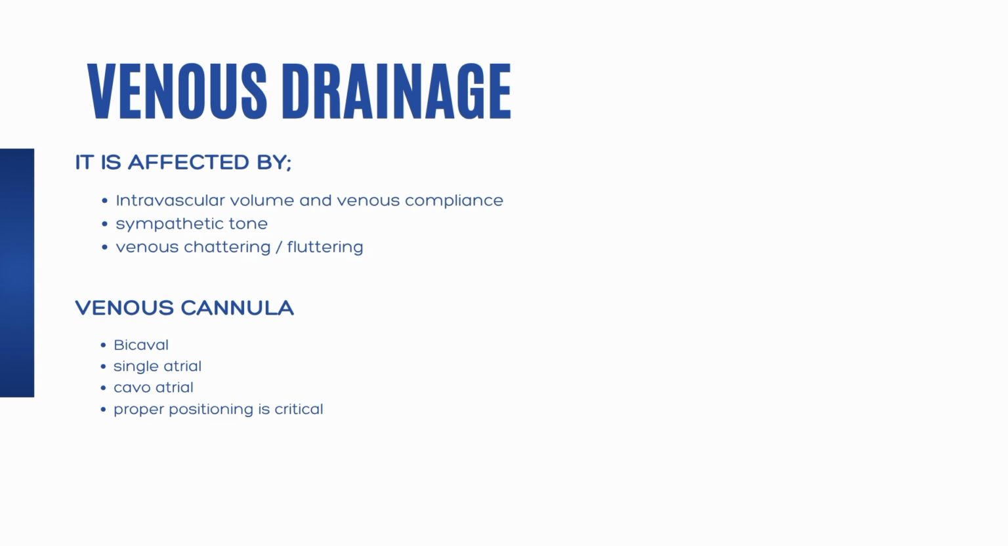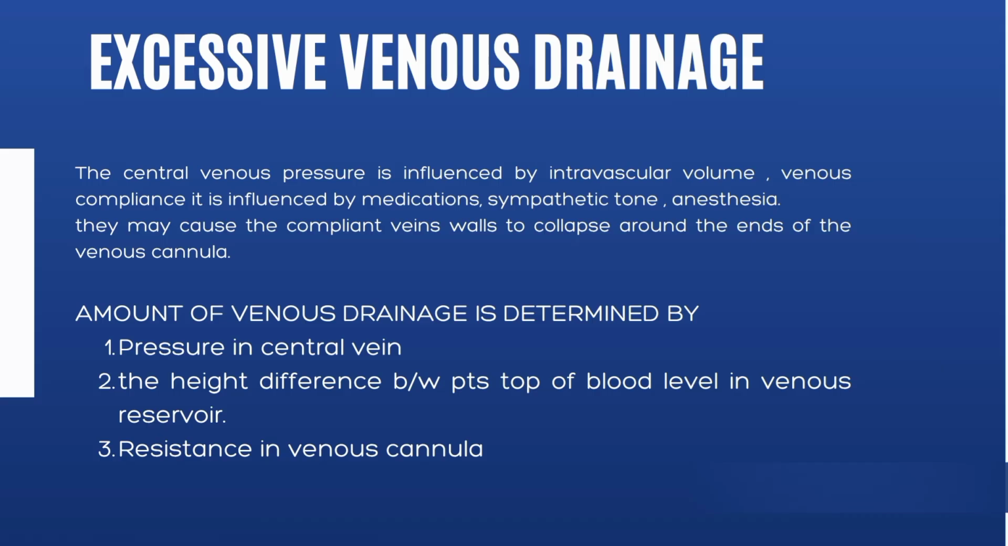Medications, anesthesia, and sympathetic tone can all influence venous compliance, which can cause the vein wall to collapse around the cannula. Excessive pressure can lead to damage to the posterior wall of the arteries and the veins. Now, the types of cannulas.